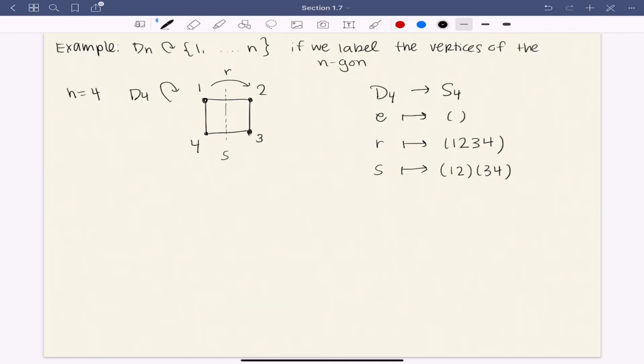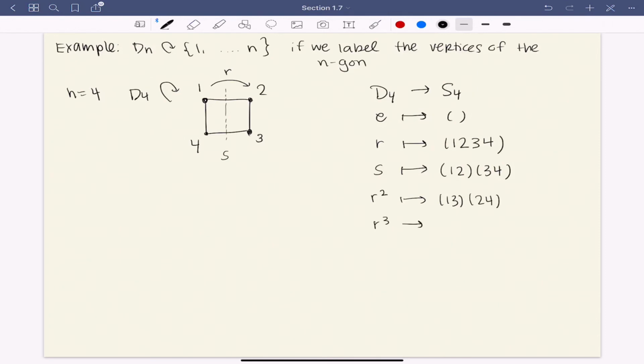And then I can see what everyone else in D4 does. So r squared does 2 rotations, so it sends 1 to 3. And then if we do 2 rotations, we see that 3 goes back to 1. And with 2, if we do 2 rotations, we see that 2 goes to 4, and 4 goes back to 2. So r squared goes to (1 3)(2 4).